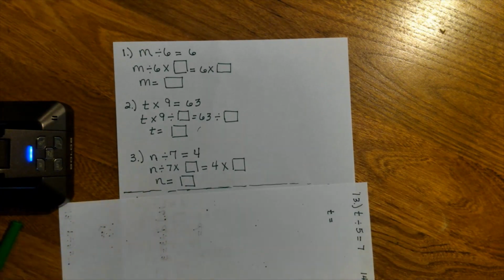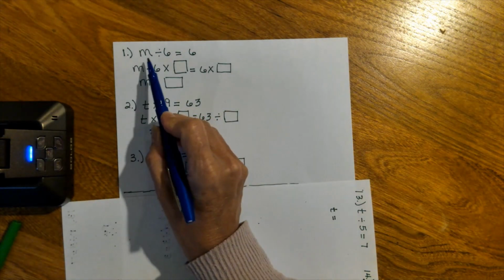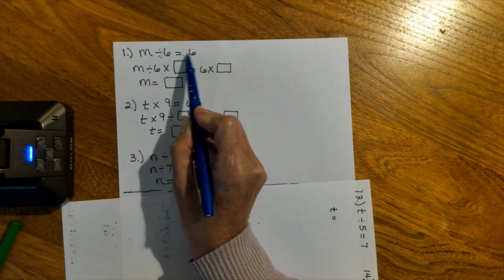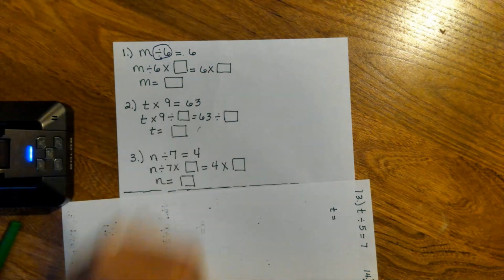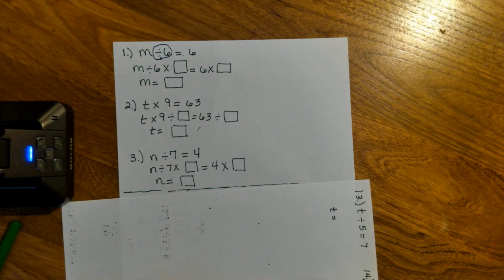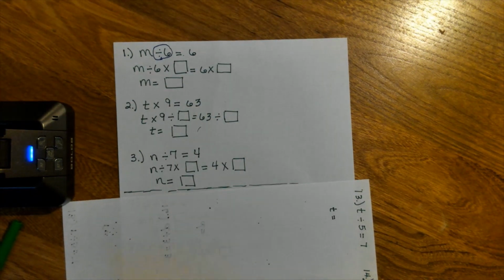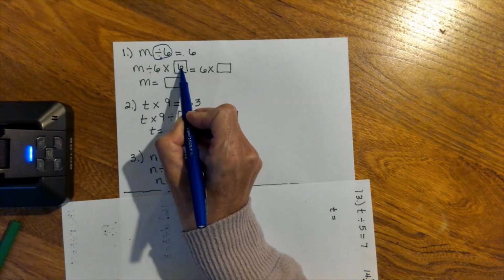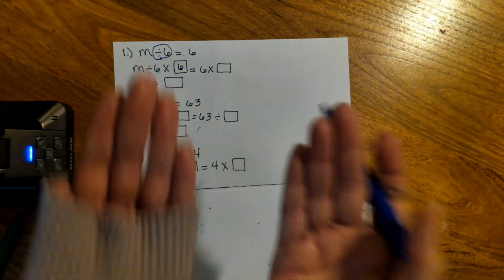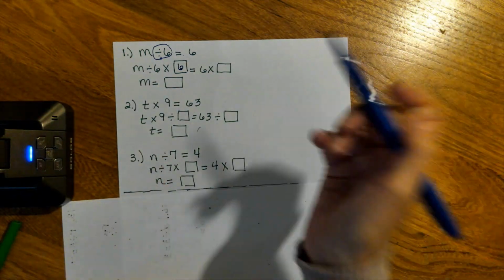Again, keeping in mind we're going to do the inverse. The first one is m divided by 6 equals 6. Well, ask yourself, what is the inverse or opposite of dividing by 6? The opposite is multiplying by 6. So if they have divide by 6, I want to multiply by 6. If you do it to the left side, in order to keep that equal sign balanced, you have to do the same thing to the right side.